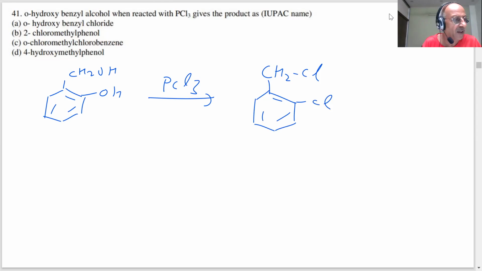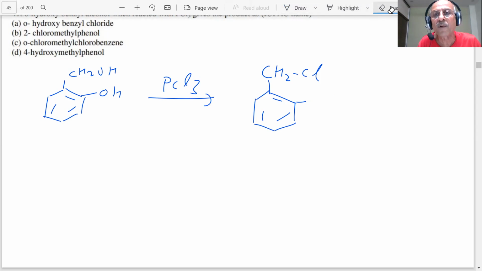So what is the name of this compound, students? This will be 2-chloro, CH2OH. So what compound are we getting in this case? CH2Cl. This OH is not going to be changed. So this is my phenol, this is my phenol 1, 2. So this is a phenol. So this is 2-chloro. What is this, student? 2-chloromethyl phenol.